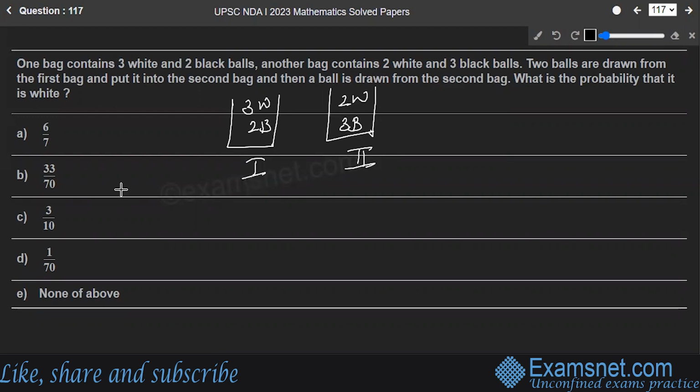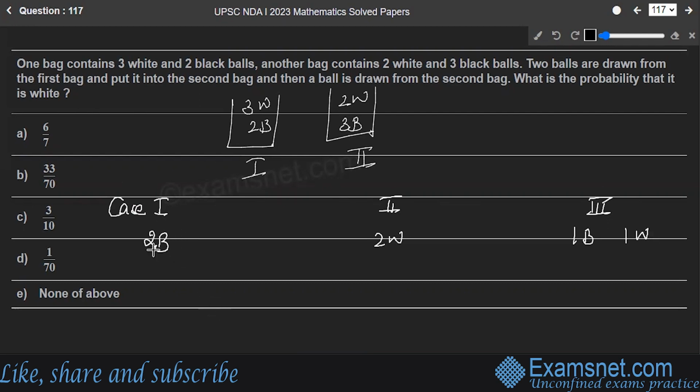Now, there are two cases. First, two balls are drawn from the first bag and then they are put in the second bag. So there are three possible cases. Case 1, 2, and 3. The first says that both the balls are black. Second, both balls are white. Third, one black and one white are drawn.